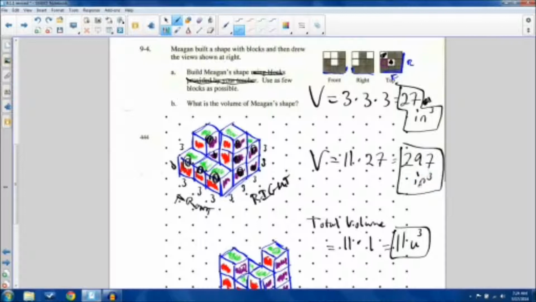Okay, now unit of measurement's important. They're cubic. I know you could say inches cubed. That's fine. So anyways, I did that math there.